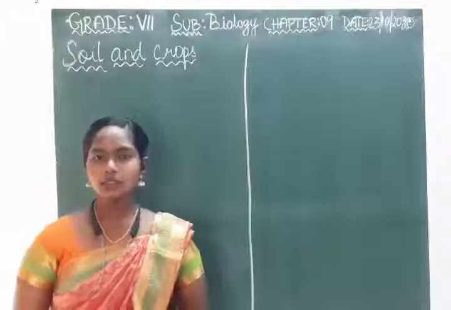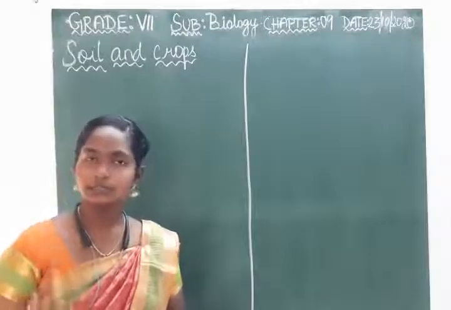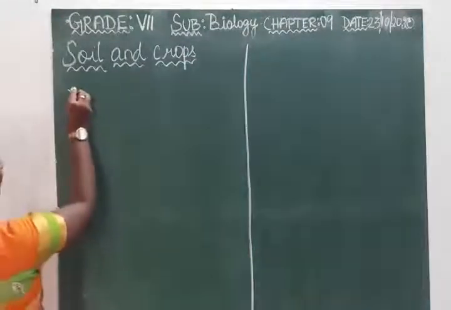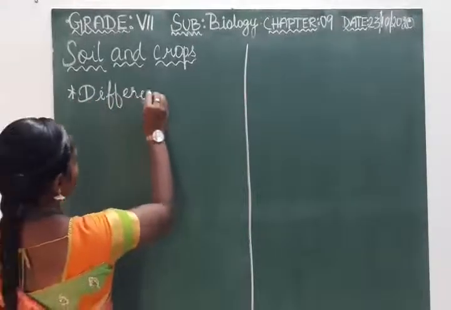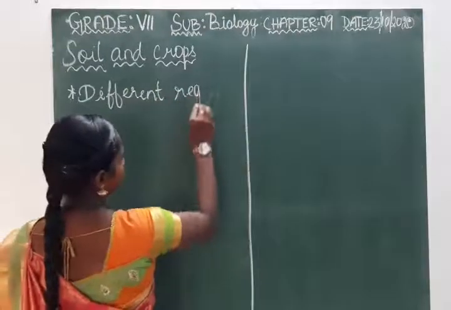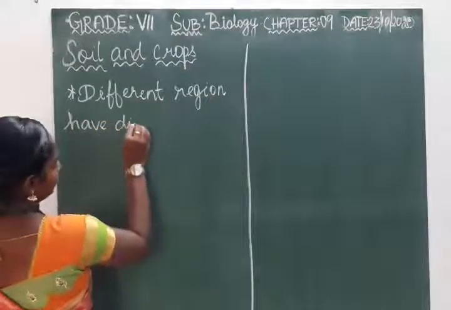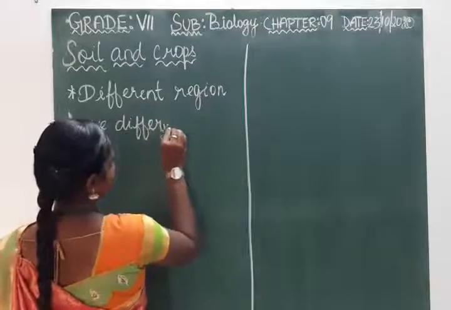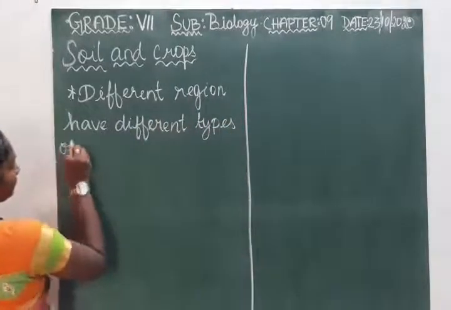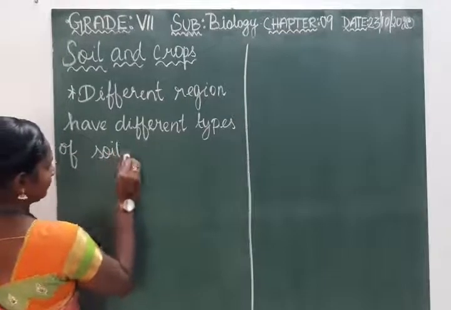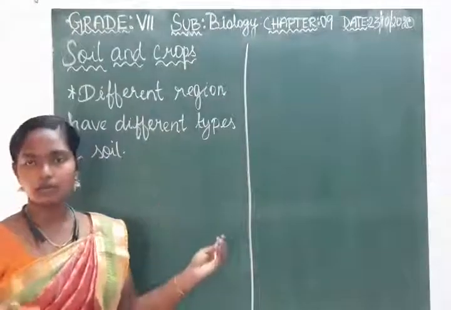Next we are going to learn about soil and crops. In India we have different types of soil in different regions. We cannot find the same kind of soil everywhere. This is the reason the cultivation of crops also varies for the region.